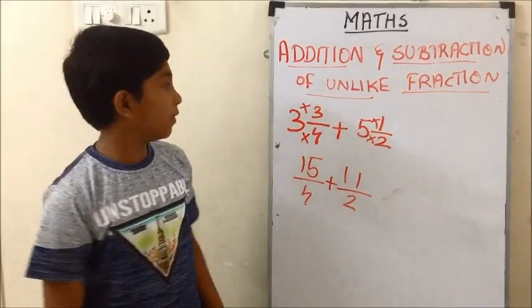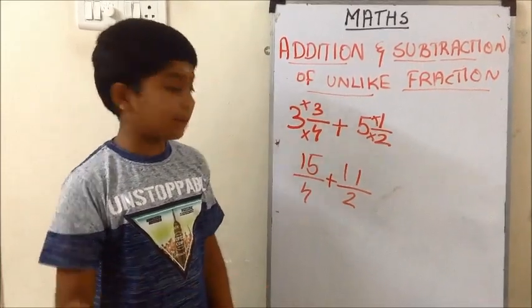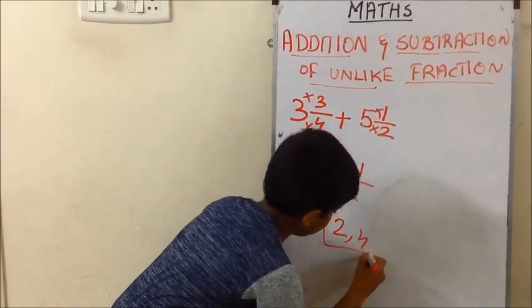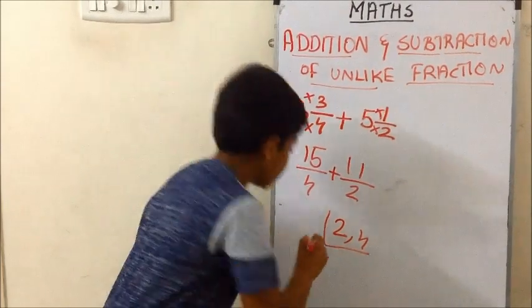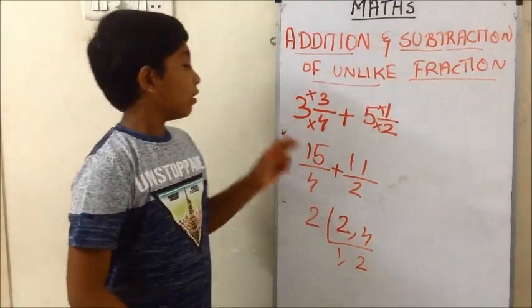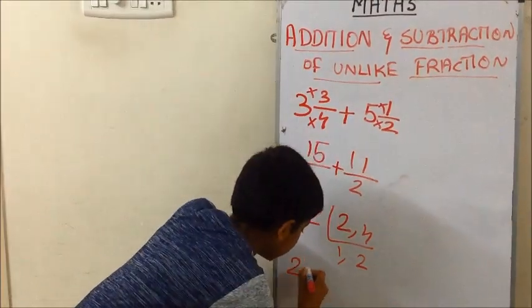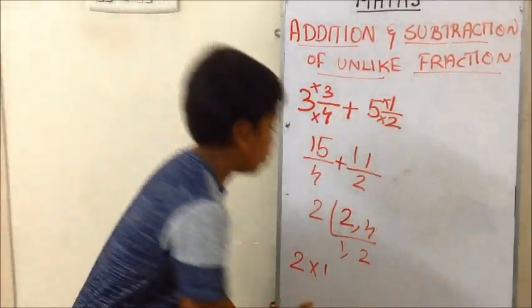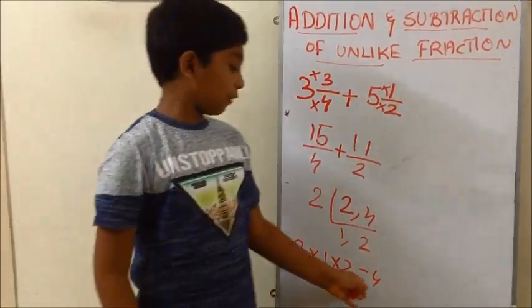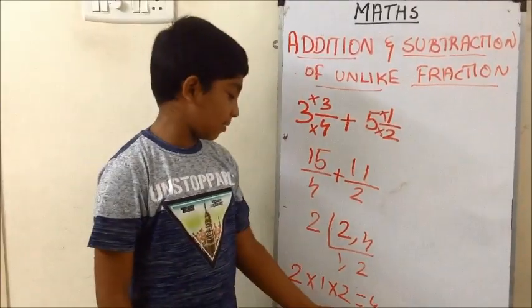The next step is we need to convert the unlike fraction into like fraction. For that we need to find the LCM of these two denominators. 2 and 4. 2 and 4 will come in 2 tables. In 2 tables, it will come in first time, it will come in second time. For how to find LCM, we need to multiply these three numbers. 2 into 1 is equal to 2, into 2 is equal to 4. So now we have got the LCM, that is 4.